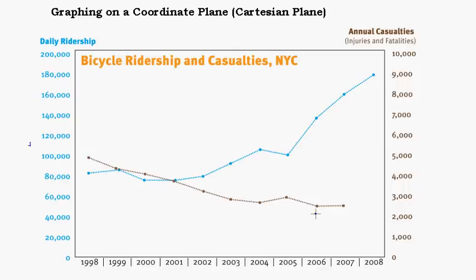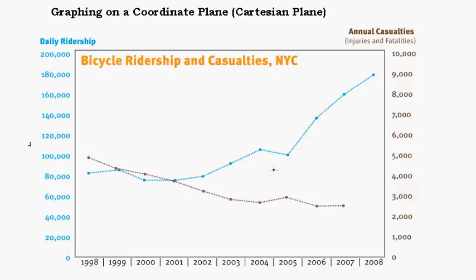So just by looking at this and getting a glimpse at it, we can get an idea of what's happening. The brown is going down over time, that's the casualties, and the blue is going up over time, which is the ridership. So this is a good thing in New York City. I can see that I'm having more riders, bicycle riders, and less casualties. And you could represent each of these points with an ordered pair.